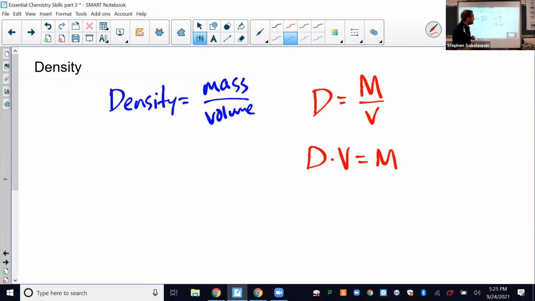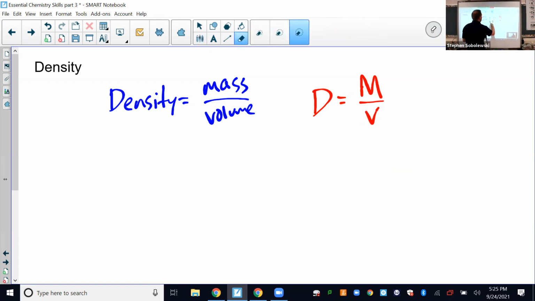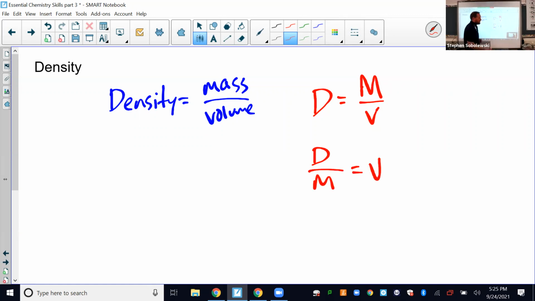If we want to solve for volume, let me clear this out real quick. We want to solve for volume, so we need to get the mass out of here. A common mistake I see is people will say, mass is on top, so I'm going to divide both sides by mass, and mass will leave. So it'll end up being density over mass equals volume. That's not correct, because once mass leaves, you're not left with V. You're left with 1 over V. So that's not working. You could flip both of those and be correct.